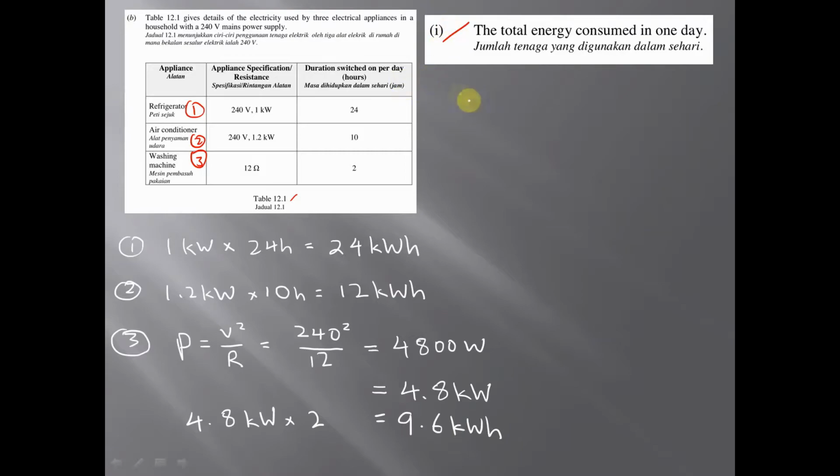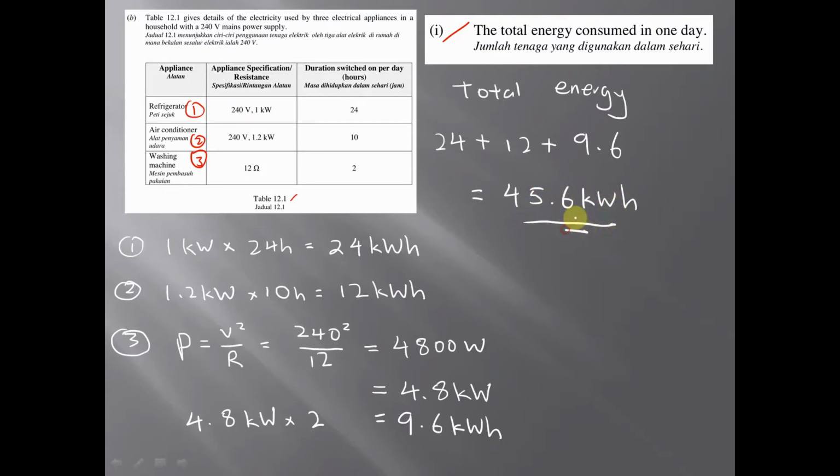Okay, not yet, belum lagi. So what's the total energy consumed in that day? Total energy per day. Alright, so it's going to be 24 plus 12 plus 9.6. So basically we're just taking all the values that we have over here and adding them together. Of course you can use your calculator. You will get 45.6 kilowatt hour. And that's the answer for this first part. Total energy consumed in one day. Or you can say it's 45.6 units.